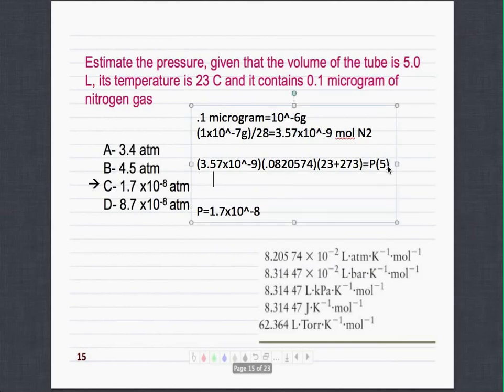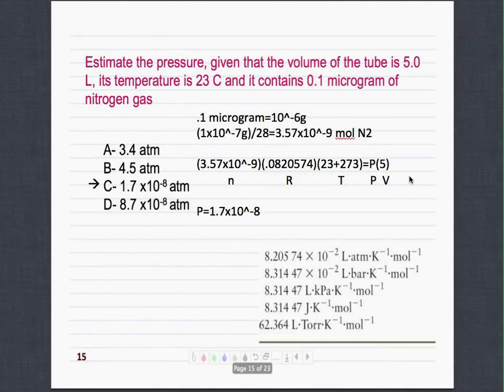So T in Kelvin equals 23 plus 273, which is 296. Okay, I'm going to put it as it is in here, 23 plus 273. And that's going to end you up with C as the right answer. So this is how you calculate the pressure if you're given the mass, the temperature, and the volume.